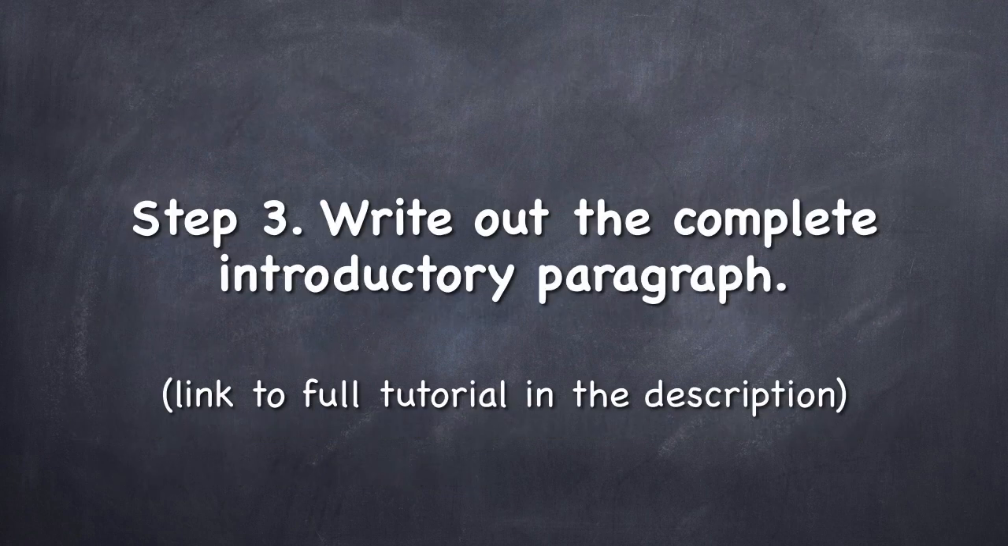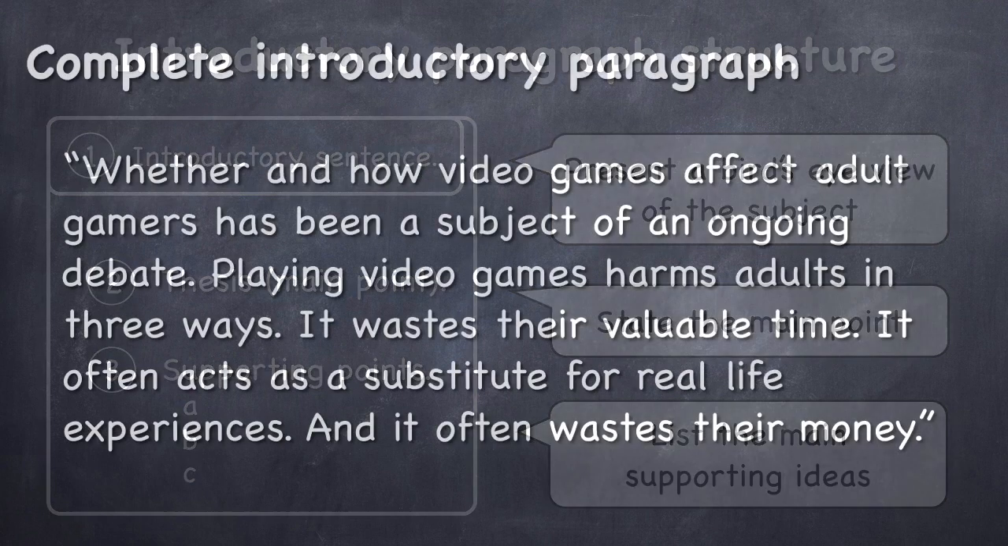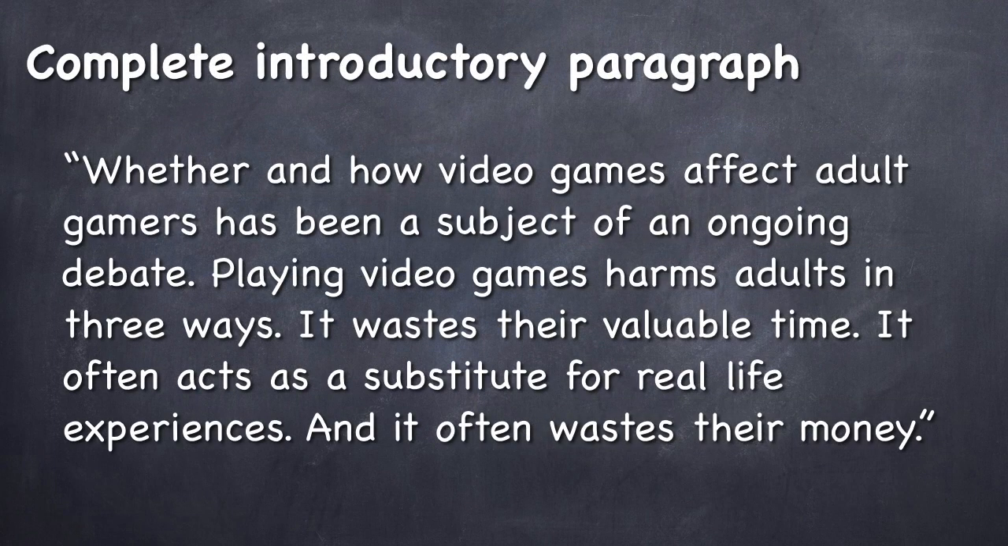Now, step 3, write out the complete introductory paragraph. Now, I have written a full tutorial on how to write introductory paragraphs, and I'm going to include the link in the description. Here's our introductory paragraph structure. As you can see, an introductory paragraph contains 3 parts. First, an introductory sentence, then our thesis, and then the supporting points. Now, we already have our main point, and we have also created our supporting ideas. So now let's write out a complete introductory paragraph.